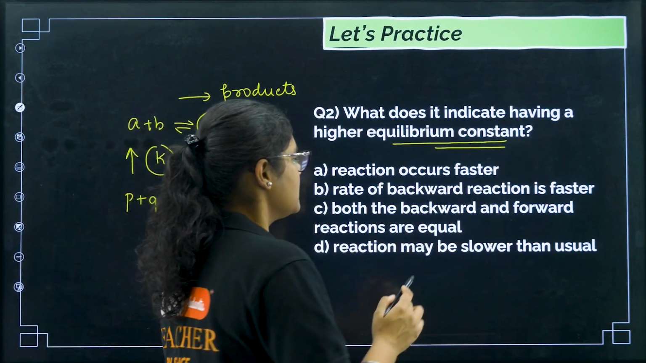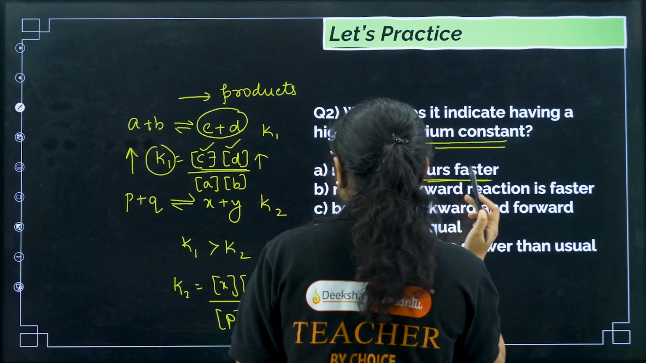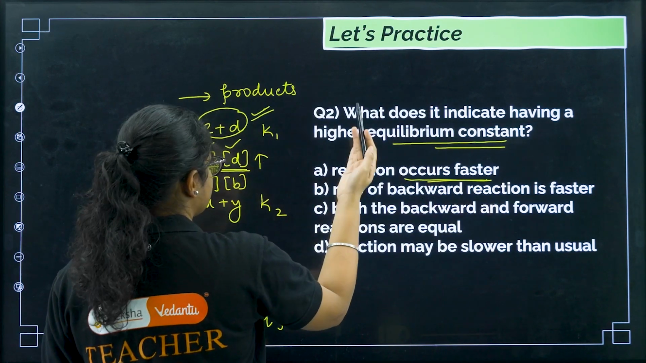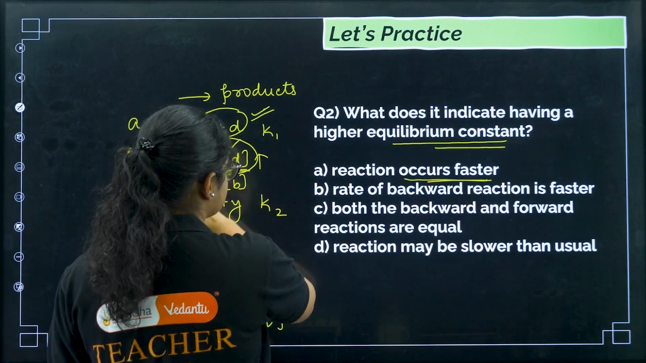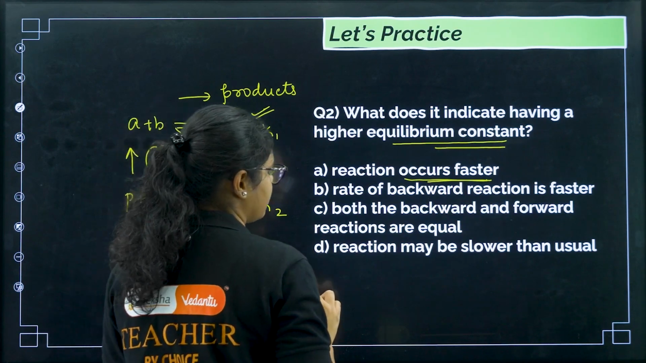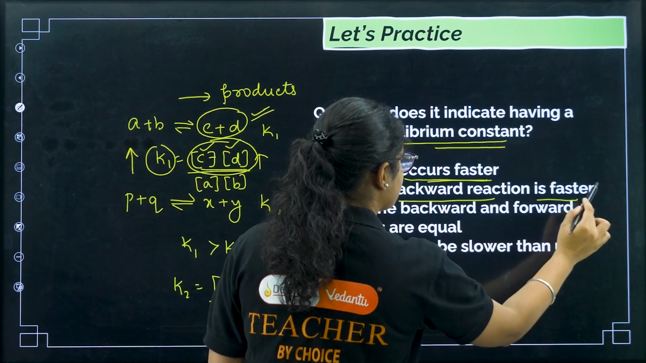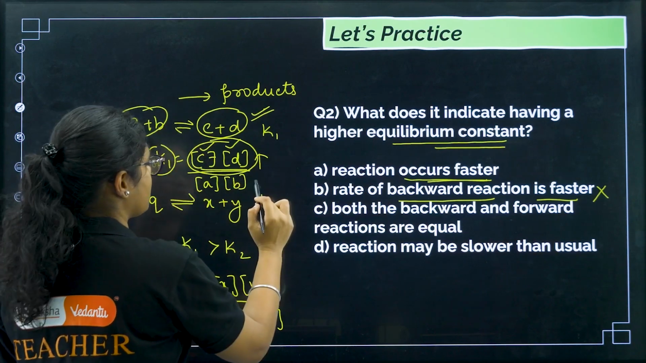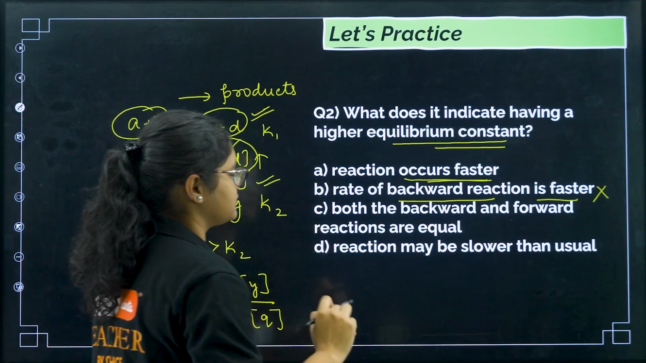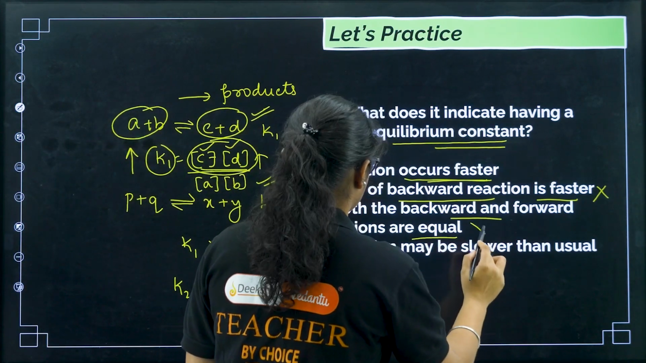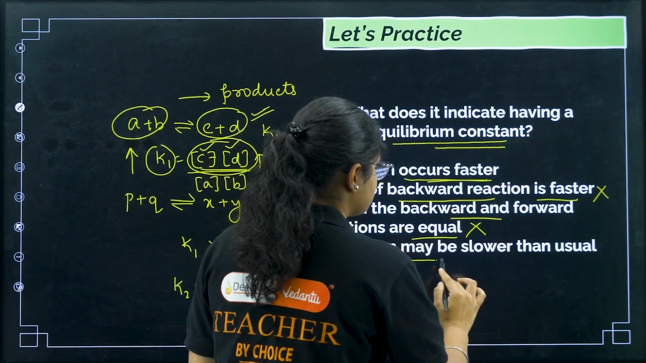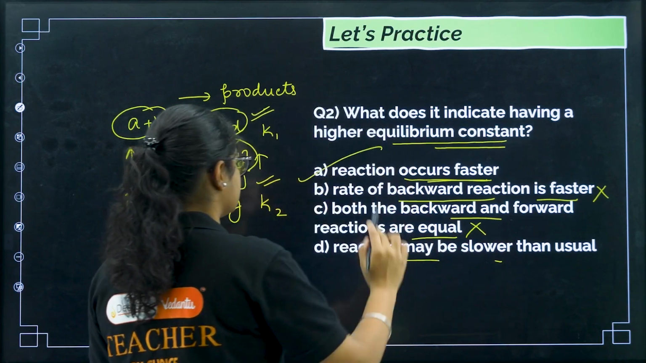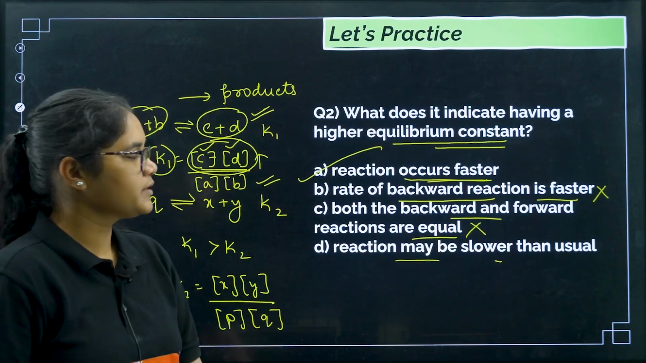So the reaction occurs faster and gives you C plus D immediately, and that is why the numerator is more and K1 value will be more. Is the rate of backward reaction faster? No. If the rate of backward reaction were faster, then the A plus B concentration would be more, but that is not the case. Are the backward and forward reaction rates equal? No. Is the reaction slower than usual? No. The correct answer is option A here.